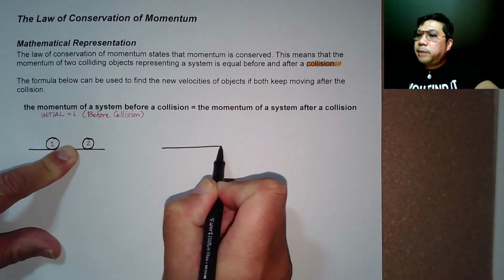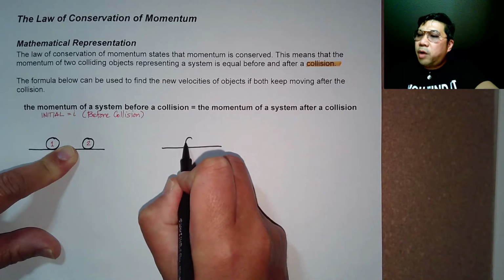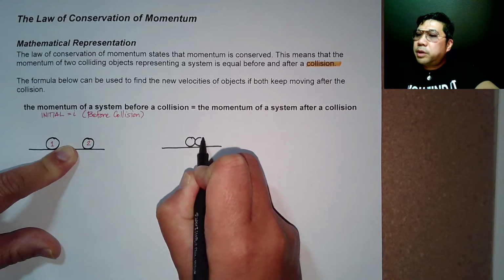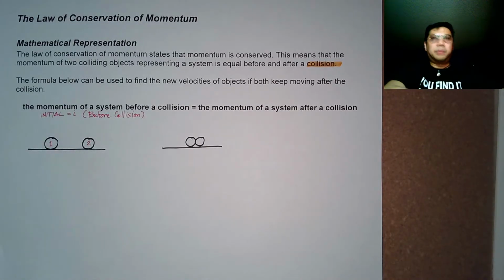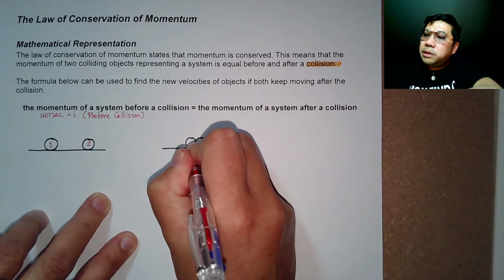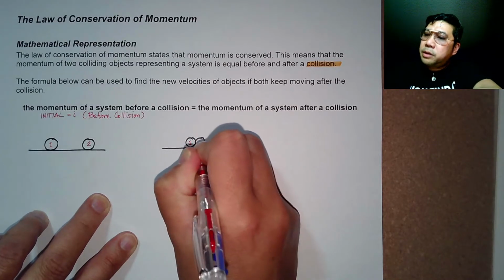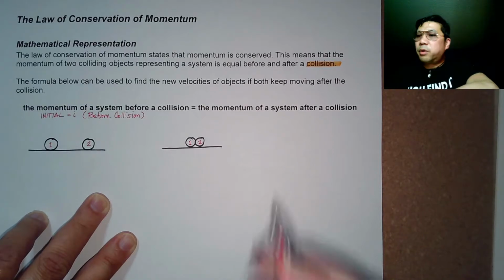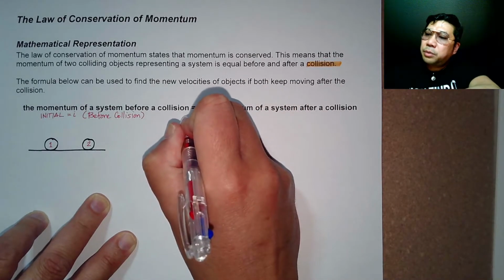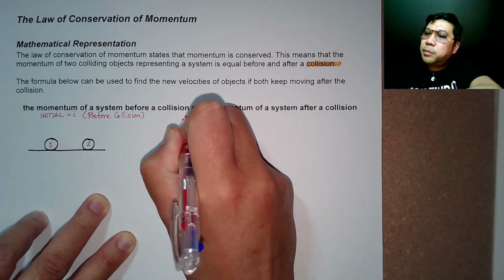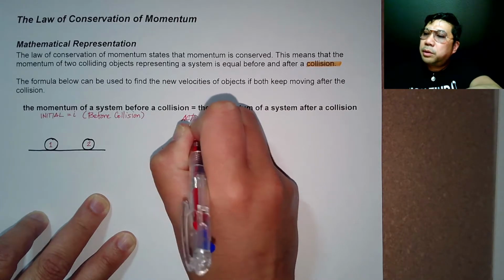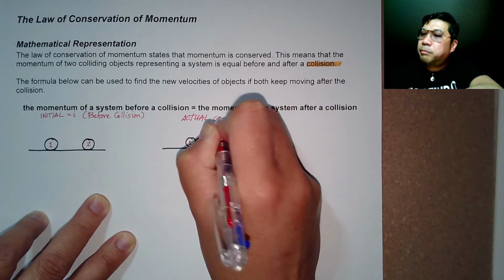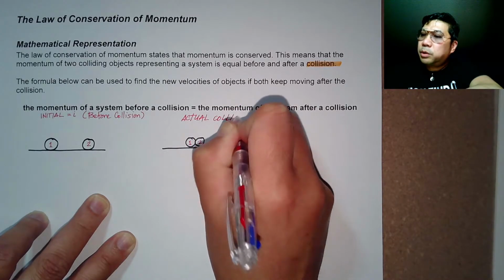At this point, we have object 1 and object 2 experiencing what we call collision. This is object number 1 and this is object number 2. If we call the initial one before collision, let's call this one the actual collision.